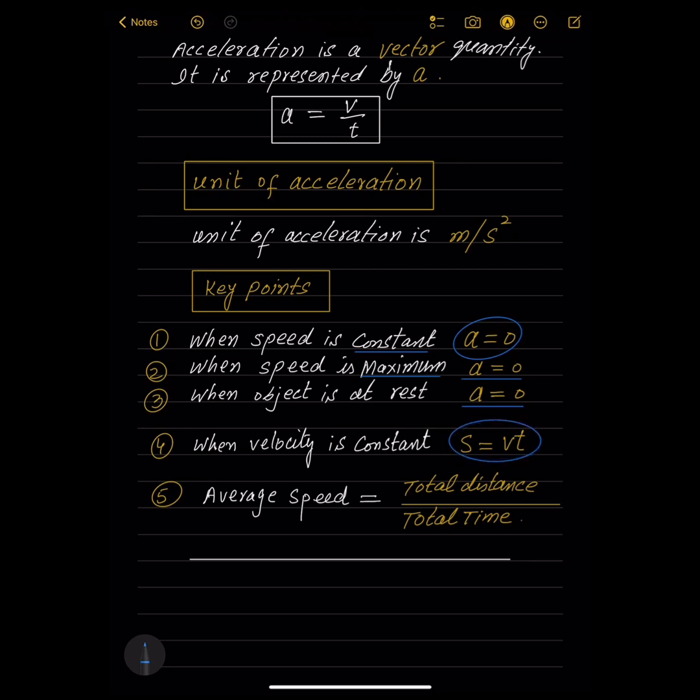तो नेक्स्ट इज़, ये एक इम्पॉर्टेंट फार्मूला है, s = vt। ये तब यूज़ होगा व्हेन वेलोसिटी इज कांस्टेंट, देन वी कैन यूज़ दिस s = v × t। और नेक्स्ट इज एवरेज स्पीड. Average speed is equal to total distance over total time.